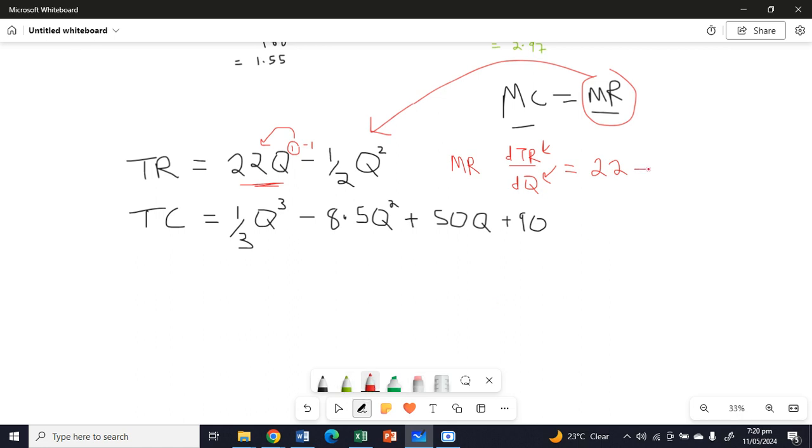Minus, we now go to this negative half q squared, or we'll say half q squared. We've already put the minus here. So the exponent 2 multiplied by the coefficient, 2 times half, that is 1. Subtract a 1 from the exponent, 2 minus 1 is 1. So you remain with 1q. So our marginal revenue is 22 minus q.